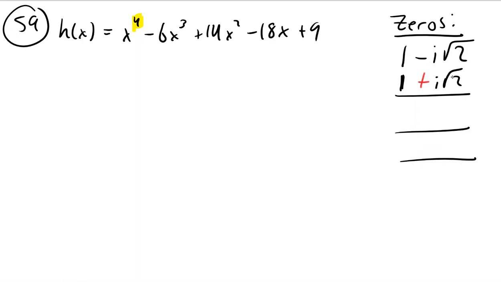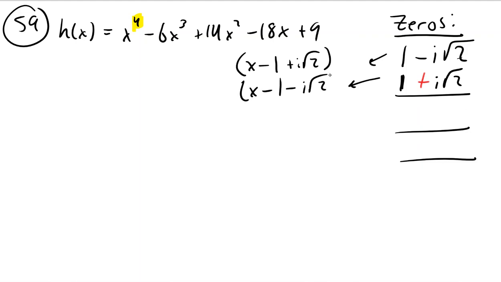Now, I can't synthetically divide by these, and I can't long divide by these yet, because these are just zeros, not factors. So what I could do is change these guys into factors by doing x minus each one, and then distribute the minus. And you could divide out just one of these, then come back and divide out the second one. But if you do it that way, you're going to have i's all over the place, and it's going to be really hard to keep up with.